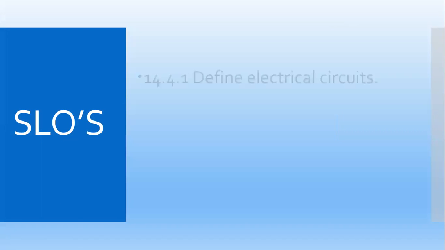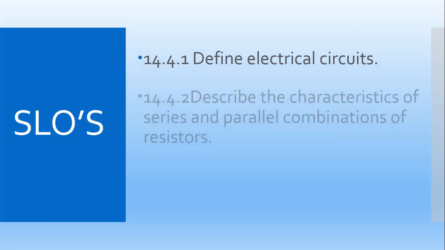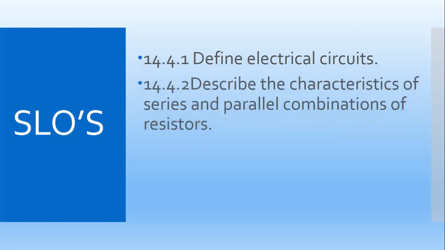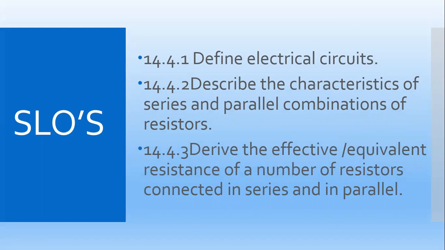Today our topic is current electricity and the subtopic is electric circuit. The SLOs of this topic are: first, define electrical circuit. Second, describe the characteristics of series and parallel combination of resistors. Third, derive the effective or equivalent resistance of a number of resistors connected in series and in parallel.